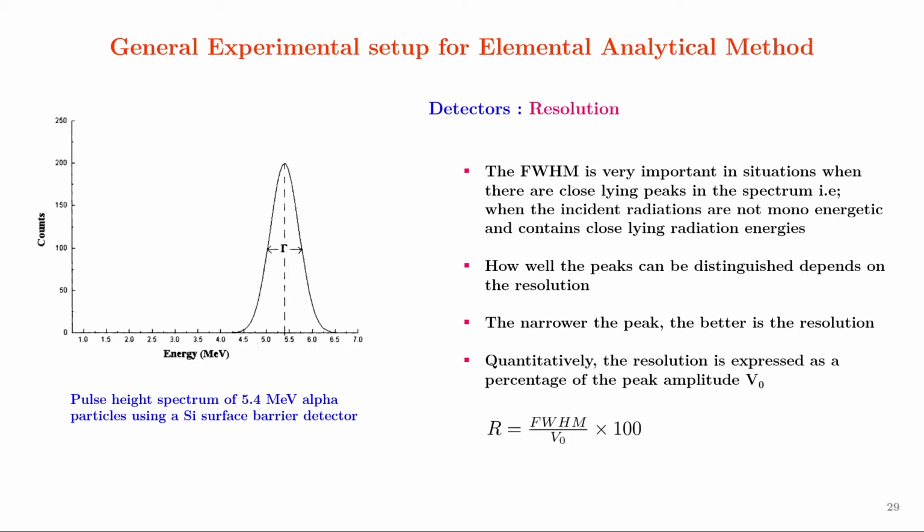Quantitatively, the resolution is expressed as a percentage of the peak amplitude V0. Thus, the resolution R is equal to FWHM over V0 times 100.